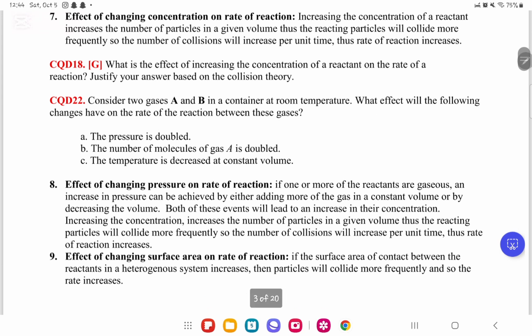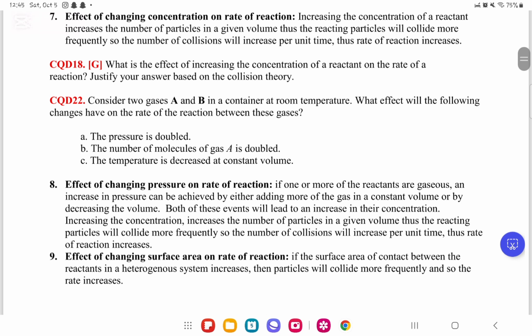Now CQD number 18. What is the effect of increasing the concentration of a reactant on the rate of a reaction? Justify your answer based on the collision theory. So, what does the collision theory state? I think I wrote it in the previous video. The collision theory states that for a reaction to happen, the particles must collide with a minimum energy called the threshold or the activation energy.